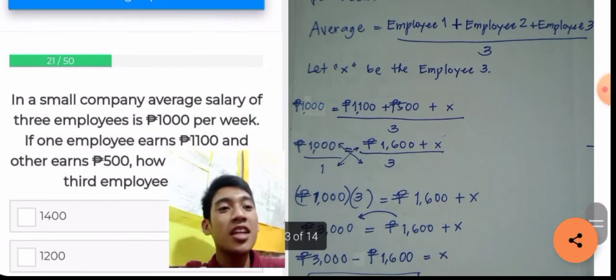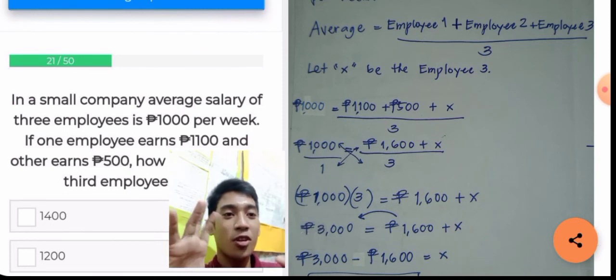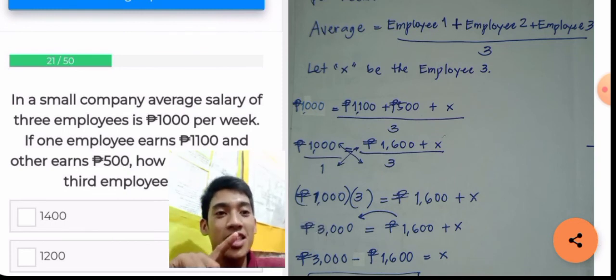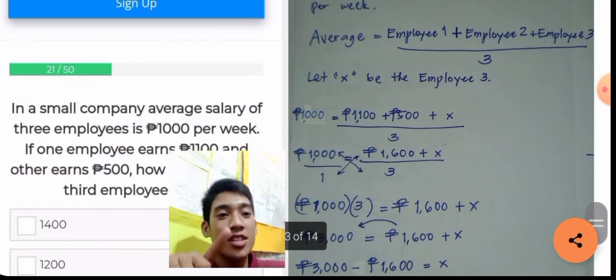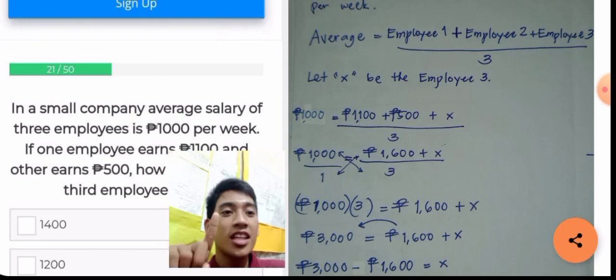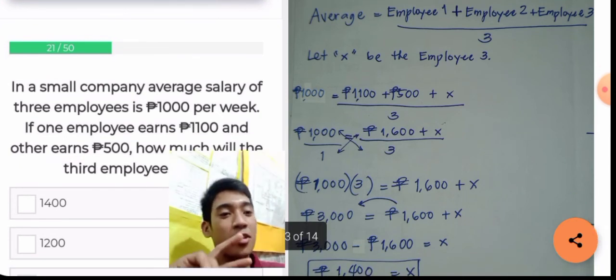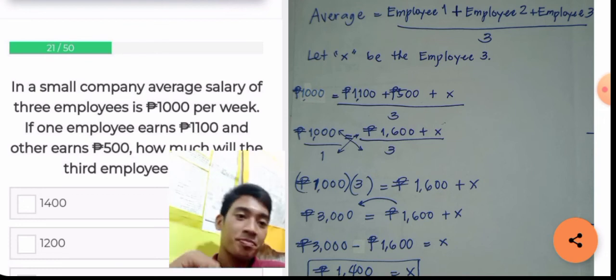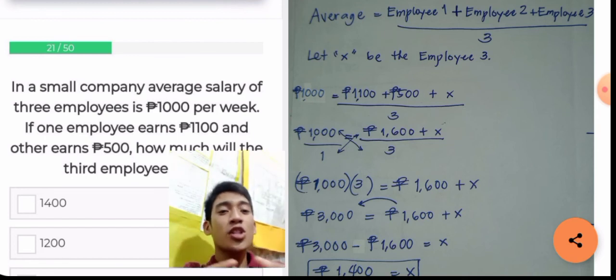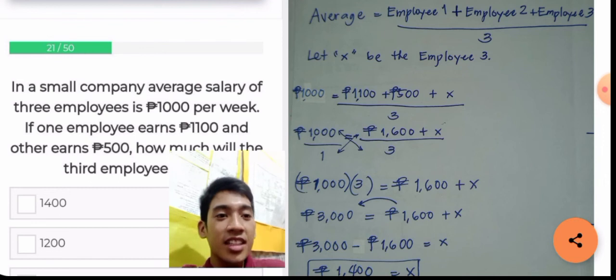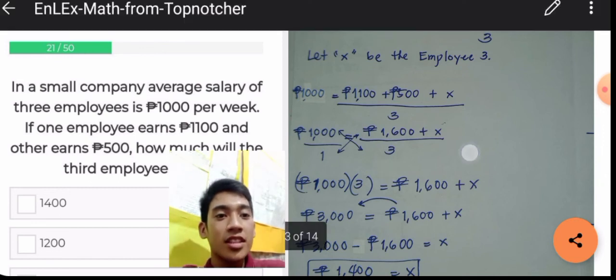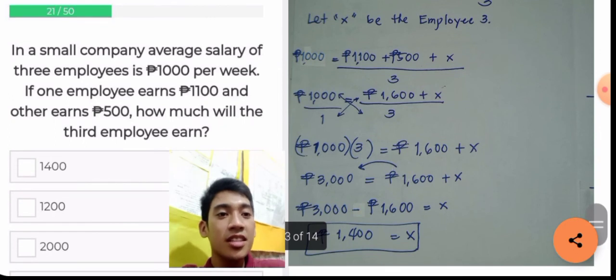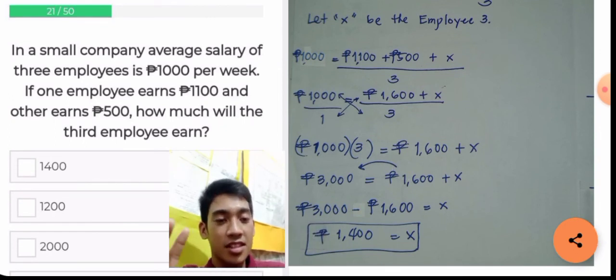So, let X be employee 3. We do not know the salary of employee 3. So, 1,000 pesos is our average salary, equals 1,100 pesos for the first employee plus 500 for the second employee plus X, because we do not know the salary of employee 3. Now, combine: add 1,100 plus 500, it equals 1,600. Next, cross multiply. 3 multiplied with 1,000 will give us 3,000. The 1,600, just copy.